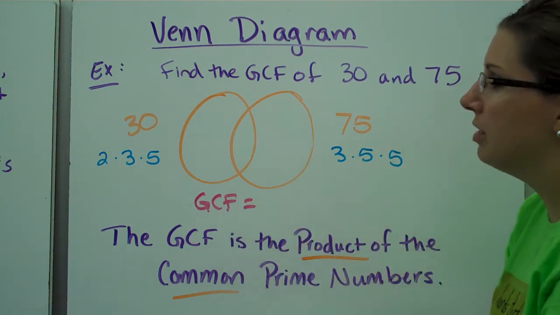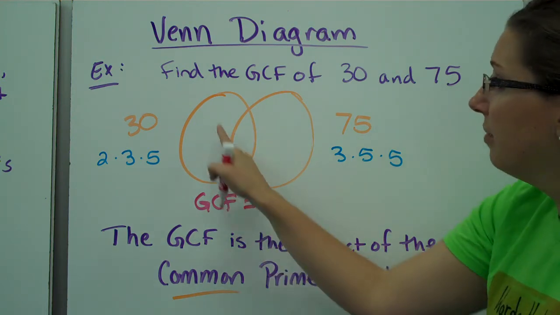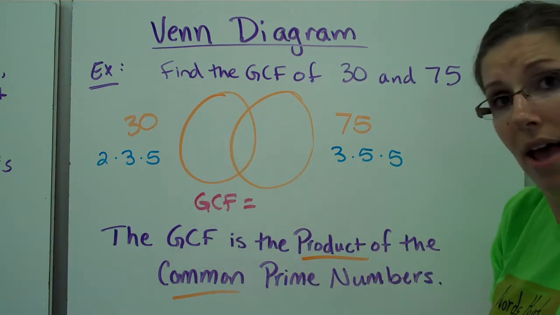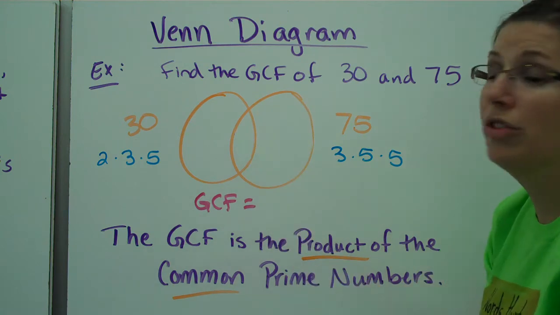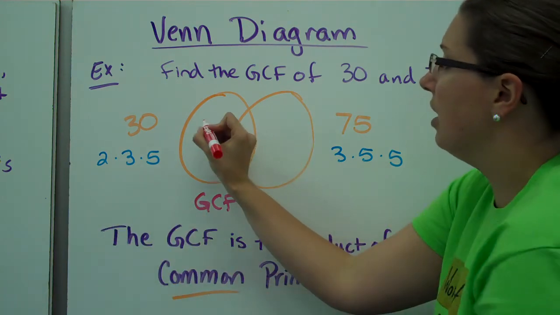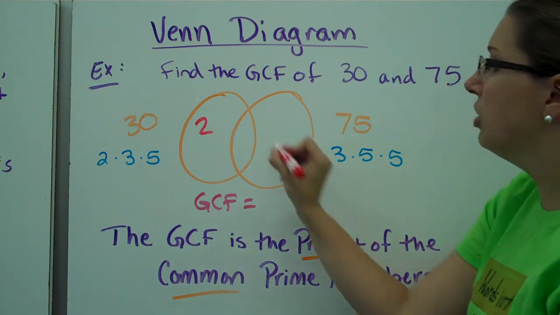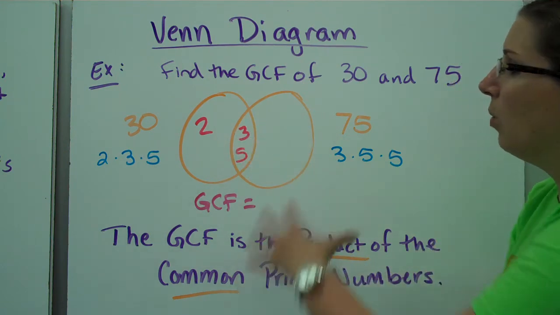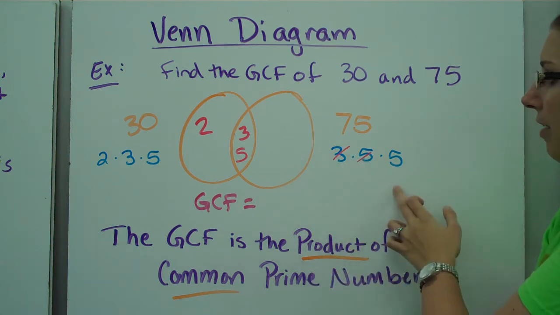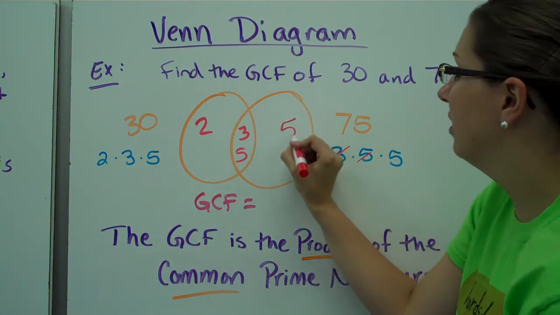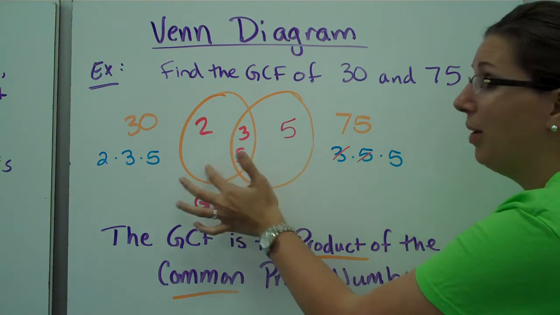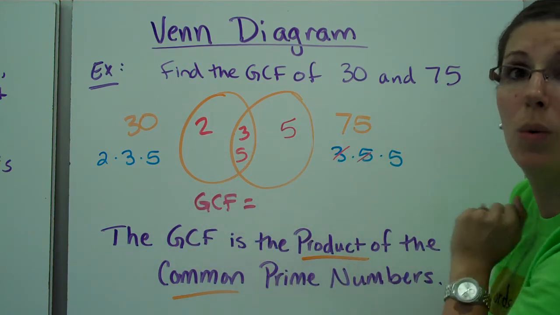I'm going to put these numbers in the Venn diagram. The outer space here is where I put the numbers that they do not have in common, and on the inside where the circles overlap is where I put the numbers that they do have in common. So 30 just has the number 2, but it shares a 3 and a 5 with the number 75. I already took care of the 3 and the 5 for the 75, but this other 5 is not a common factor with the number 30. Only one of the 5s worked.